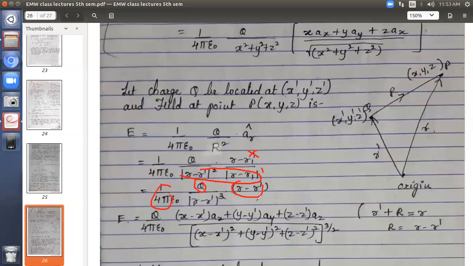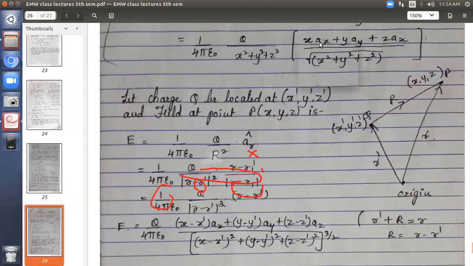I think sometimes it's very confusing. Instead of taking R1, I have taken R dash, or R dash and R1, right? I think this should be taken as dash. Please change it.